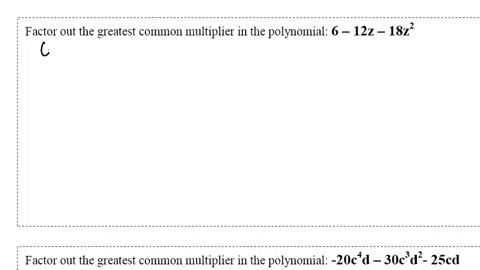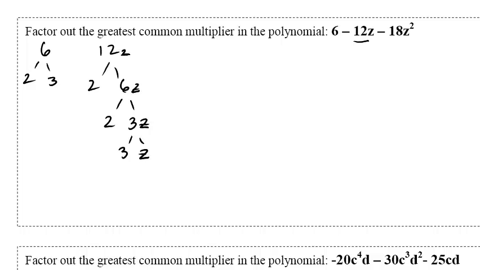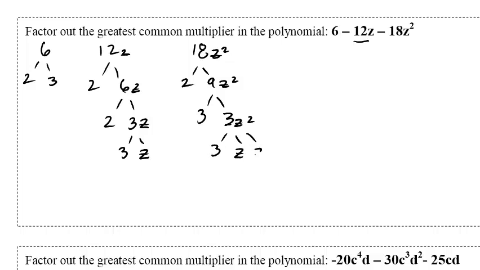Okay, so 6 is a 2 times a 3. I'm not going to worry about the negative signs just yet. I'm just going to concentrate on the factors. So 12z is 2 times 6z, which is 2 times 3z, which is 3 times z. And then 18z squared is 2 times 9z squared, 3 times 3z squared, 3 times z times z. Okay, so we got all the terms factored.